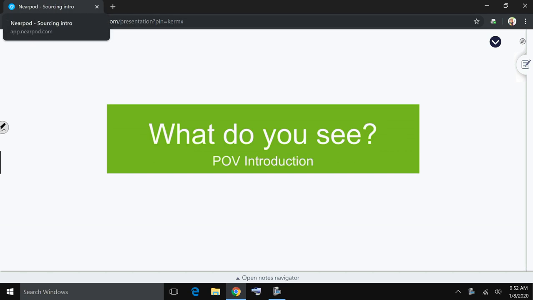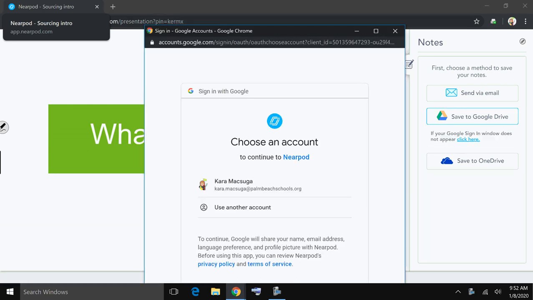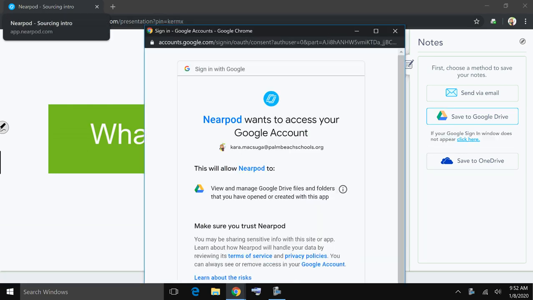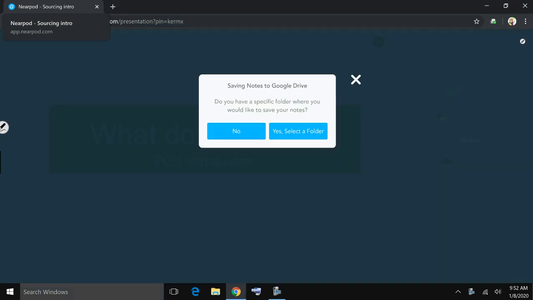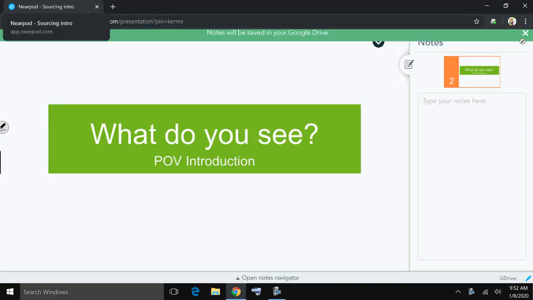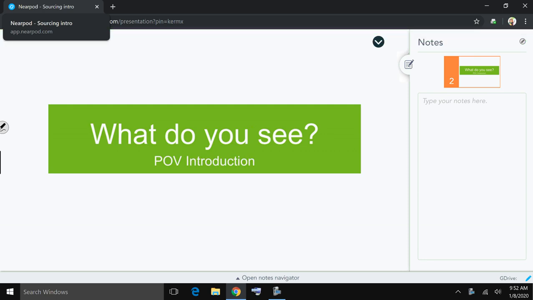I want you to go and push on the little notepad, hit save to Google Drive, and log in so that you can have notes on this. The first 10 slides or so, you're not going to need the note function. But when we get to the history samples, you'll want to take notes before we go over.